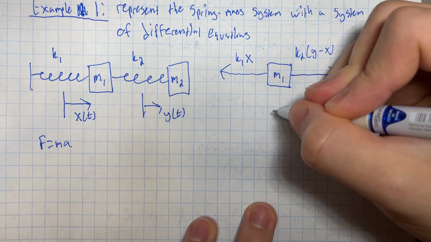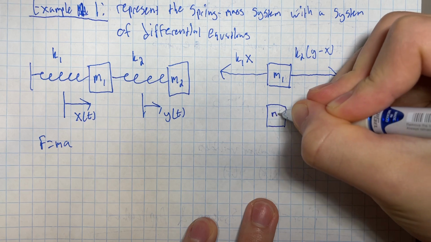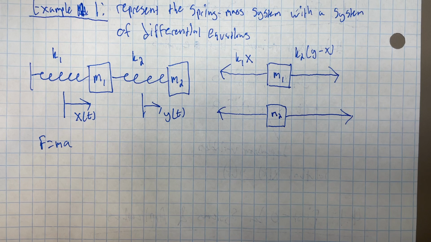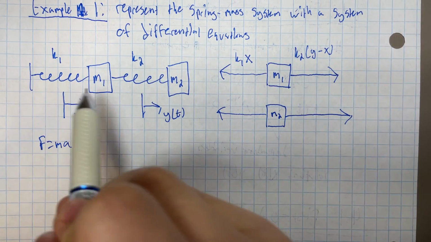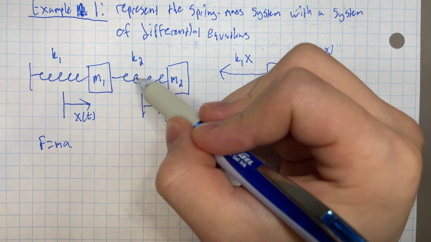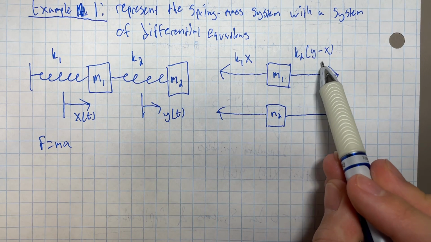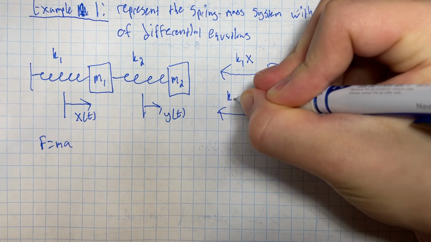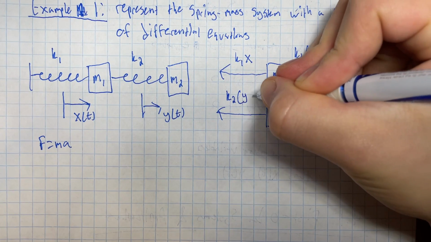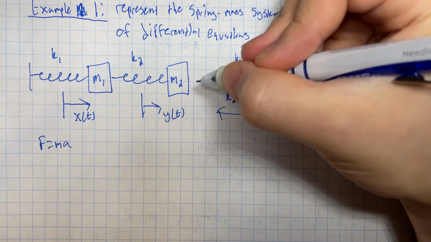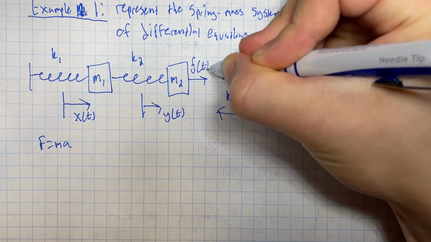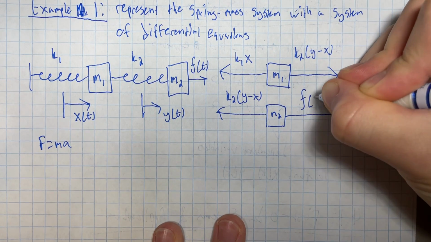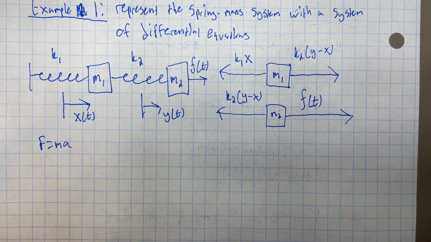And so we're going to do the same thing for mass 2. And so we know that springs pull with the same amount of force on both sides. So if we have spring 2 applying this much force, K2 times this quantity, to mass 1, we know it also applies the same force to mass 2. So we're going to put in K2 times the quantity of y minus x. Oh, I forgot to label that there's also a force, F of t, here, pulling on the end. And that's just going to be our force for the right-hand side of mass 2.